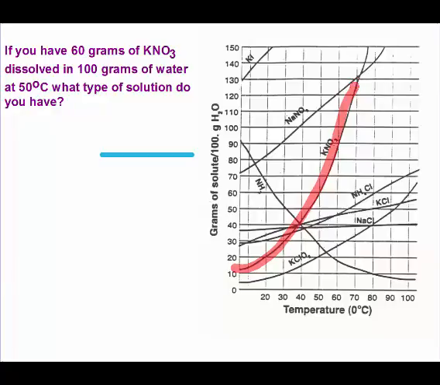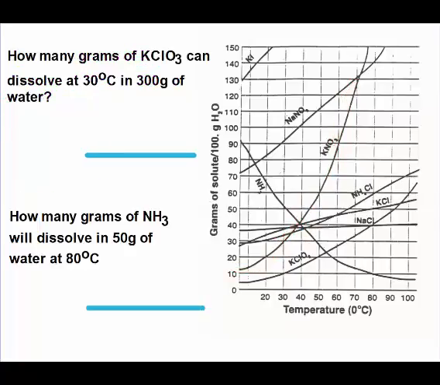So you should have found KNO3 and made your point at 60 grams and 50 degrees. That's on the line, therefore that's a saturated solution. Go ahead and pause the video and try these last two on your own. Restart when you have an answer.